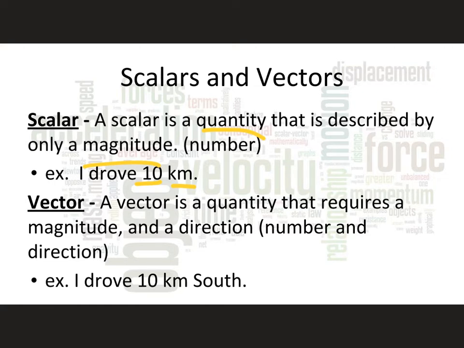Right? That's a scalar. The difference then, we have vectors. It's still a quantity and a magnitude, so quantity, magnitude, but it has to have a direction. So with our proper SI units, I drove 10 kilometers south. So now I have quantity, magnitude, and direction.